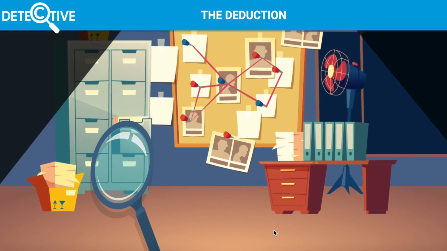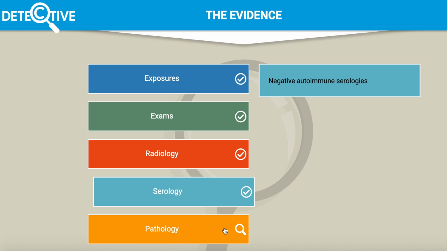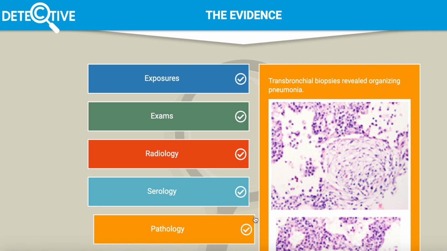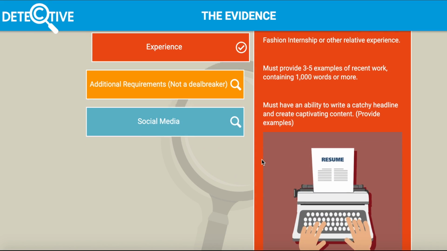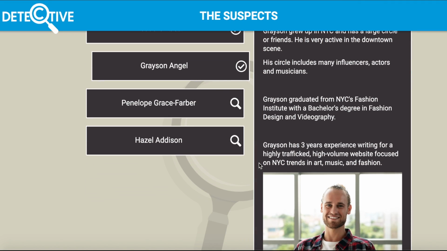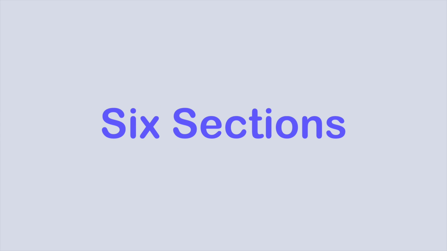One of the best features of this game mechanic is its versatility. Detective can be used in settings as complicated as properly diagnosing a patient in the medical field or for mastering soft skills such as workplace diversity or unconscious bias training. There are 6 main sections to the detective game.